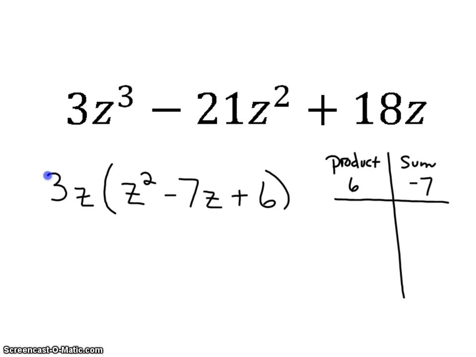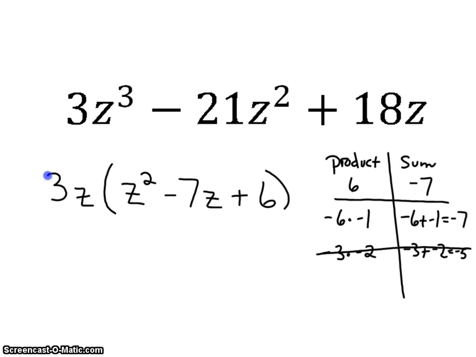So let's think of some options. Negative 6 times negative 1. The sum of negative 6 plus negative 1 is negative 7. We don't need to go any further because negative 6 and negative 1 are the numbers that we're looking for. Let me just demonstrate. If you thought of using negative 3 and negative 2 first, that sum is negative 5. So that combination does not work.